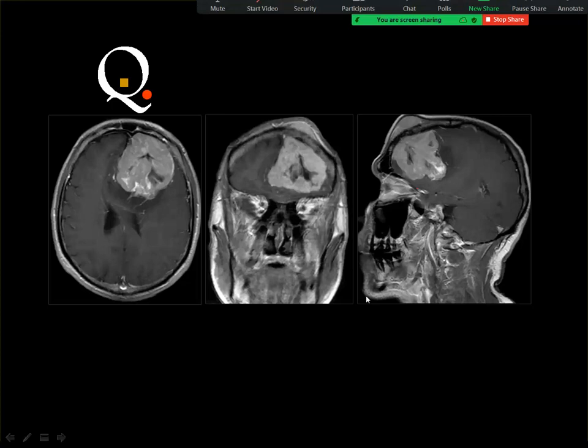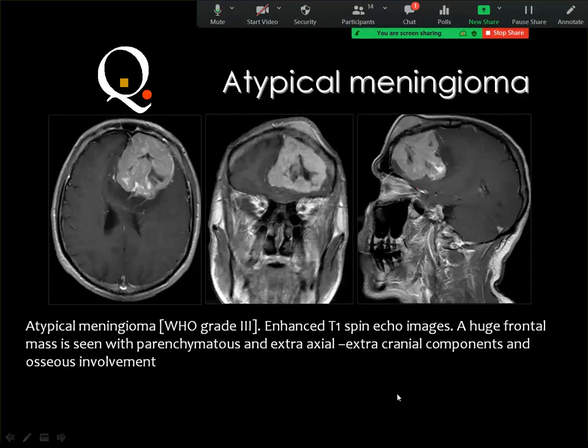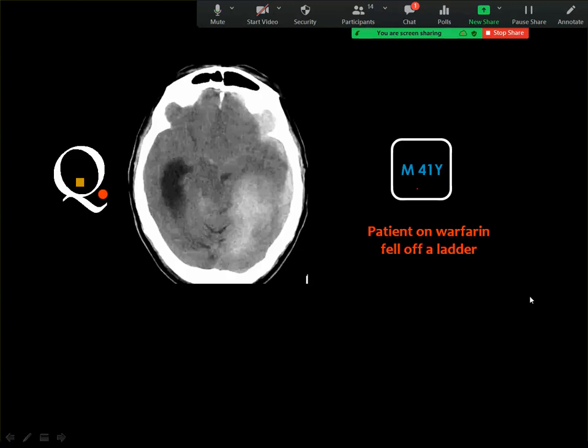Okay. You start first with the primary lesion in this location. Number one is aggressive meningioma or high-grade meningioma. Number two, hemangiopericytoma. Number three, lymphoma. Number four, metastasis. And this was a typical meningioma. And you know, meningioma grade 3 and hemangiopericytoma are now included in the same group. This patient is on warfarin, which is an anticoagulant, and fell off a ladder.